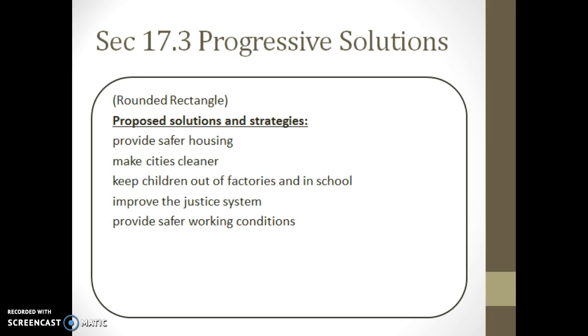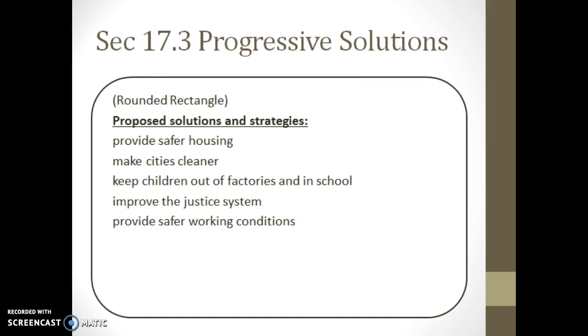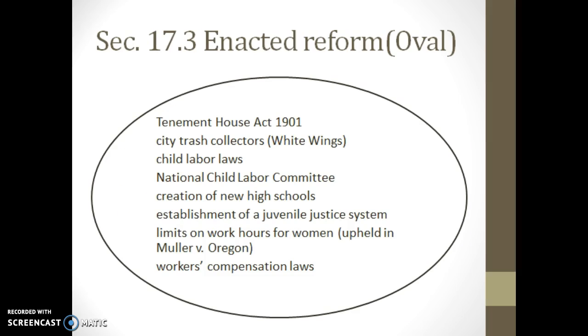What the progressives wanted to get done is pretty basic, pretty common sense. They wanted to provide safer housing. They wanted to make cities cleaner. They wanted to keep kids out of the factories and put them into schools. They wanted to improve our justice system so it was more fair, and they wanted to provide safer working conditions. So if we look back at this slide, those go hand in hand with the problems. They want to get rid of these things, so this is what they want to do. Now, what they actually get done is in the oval, and these are the things that actually happen.